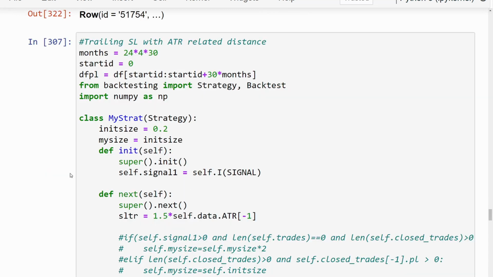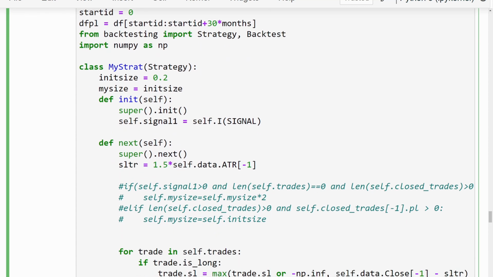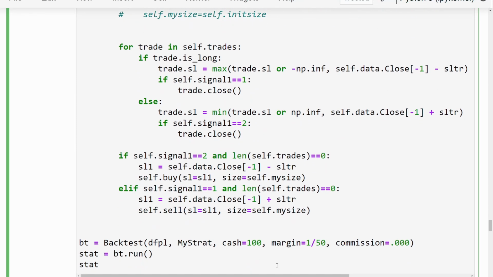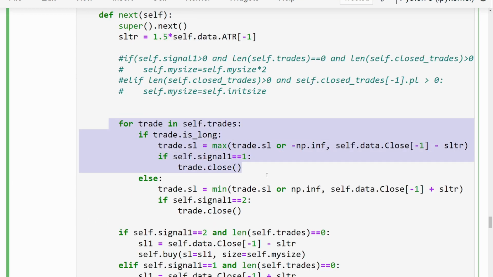Now, another way to do this is by using a trailing stop loss related to the ATR distance. So I'm going to use exactly the same thing we have already described: 20% position of the equity and $100 in cash, let's say, and 1/50 as a margin, so a 1/50 leverage account. I'm going to define the stop loss trail distance, which is equal to 1.5 times the ATR of the current price. And we're going to use a trailing stop loss.